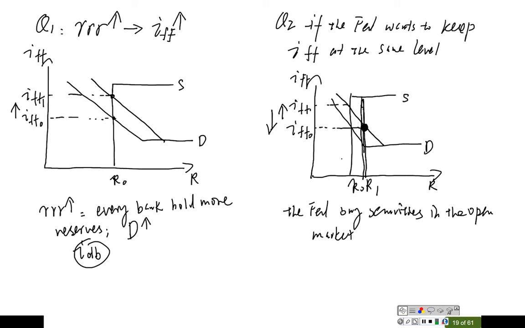So in order to counter the increase of the federal funds rate resulting from the increase in the required reserve ratio, the Federal Reserve can take action to buy securities in the open market, push the supply curve to the right, and then reduce the federal funds rate back to the initial level.